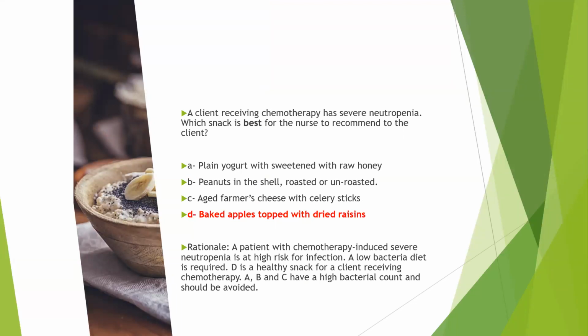It is D, baked apples topped with dried raisins. A patient with chemotherapy-induced severe neutropenia is at high risk for infection. So we need to place them on neutropenic precautions. A low bacteria diet is required. D is a healthy snack for a client receiving chemotherapy. A, B, and C have a high bacterial count and should be avoided. So I know all of you remember your neutropenic precautions, but you've never had one with food. This is a very important question, and I hope you got it right.